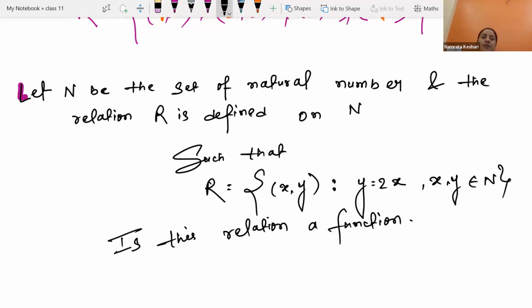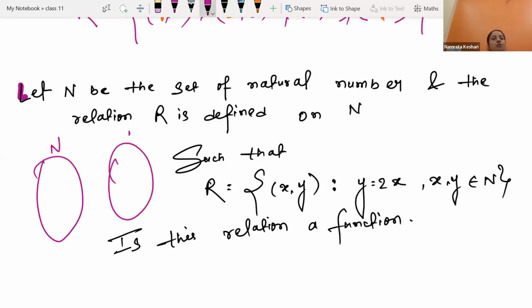Let's check it. Let n be the set of natural numbers and relation R defined on n. Defined on n means your first set is the set of natural numbers, and the second set is also the set of natural numbers. Such that the set of all ordered pairs x, y such that y is equal to 2x.